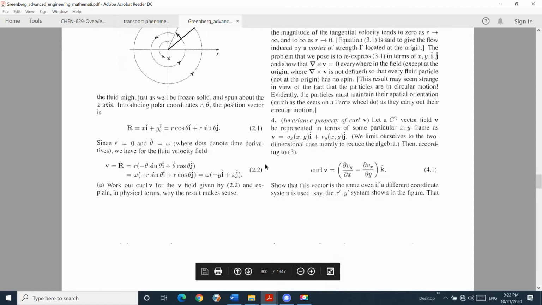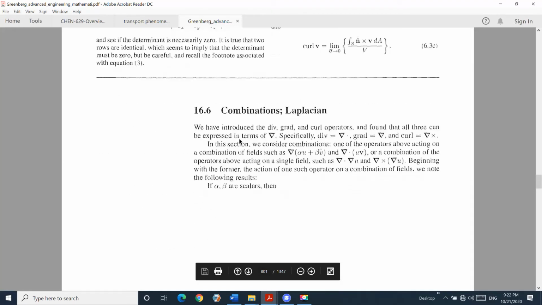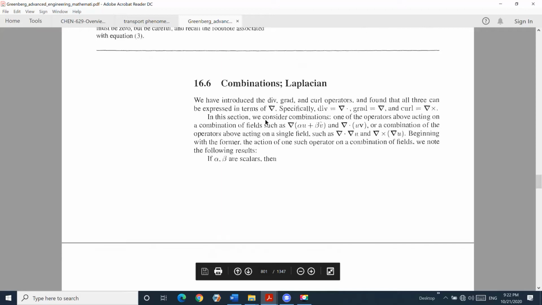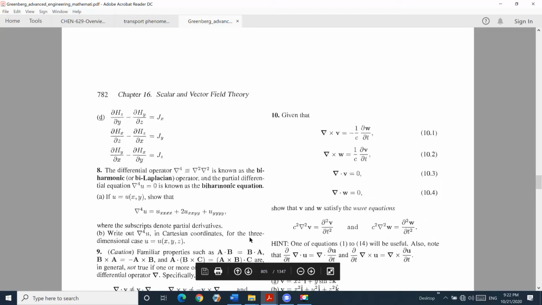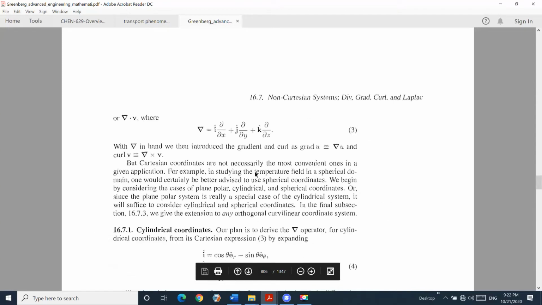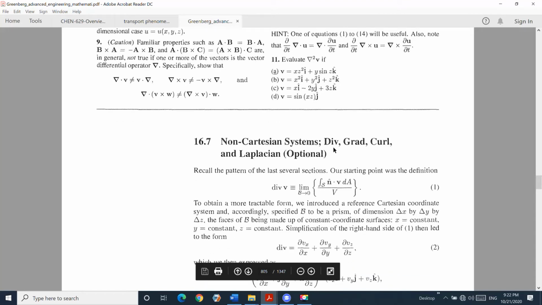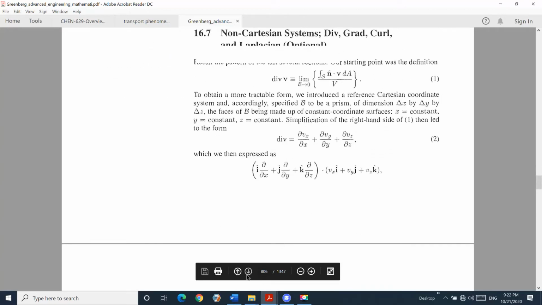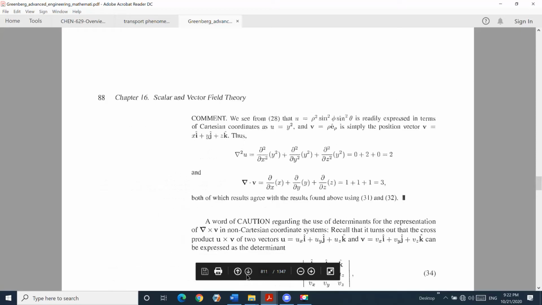Okay, in here we reach section 16.6 as the combination Laplacian, and section 16.7 is given on the Cartesian system: divergence, gradients, curl, and Laplacian. It is an optional topic. You can find many useful things from here.